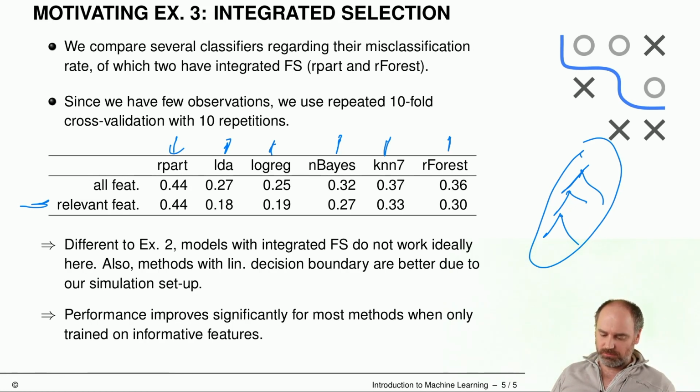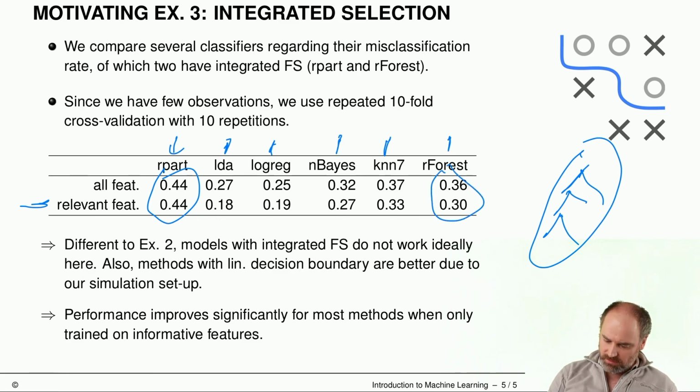Now, what can we see from the result table? First of all, and in a certain sense it's quite different to the results we've seen before in the previous example, the models here with integrated feature selection apparently do not work perfectly well, right? If we look at our part, that has a prediction error of 44%, and that's not even improved by using the oracle for the relevant features. And for the random forest, that has a prediction error of 36%. That is actually quite considerably improved by picking the relevant features.